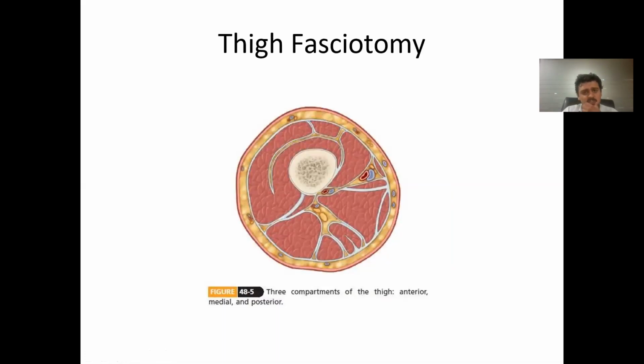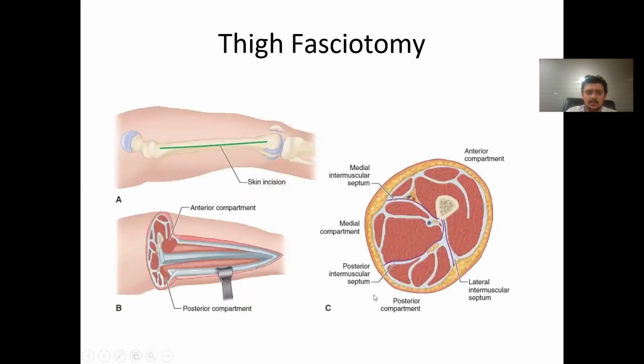Now, thigh fasciotomy. The thigh has three compartments: anterior, medial, and posterior. The skin incision is given on the lateral side of the thigh, a full incision from the trochanter to almost the lateral condyle. So we are opening all the compartments: anterior compartment, posterior compartment.